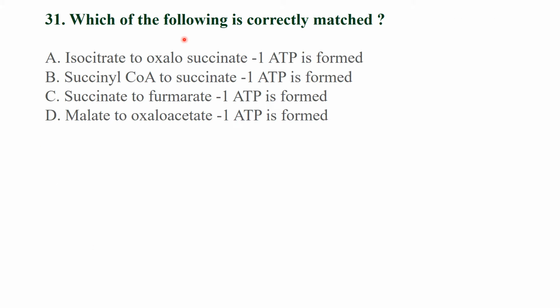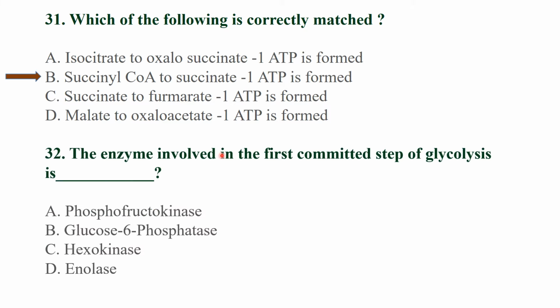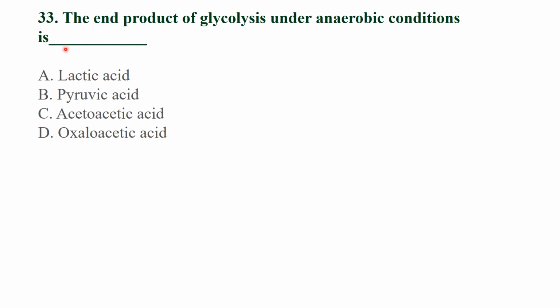Which of the following is correctly matched? Succinyl coenzyme A to succinate, 1 ATP is formed. When succinyl coenzyme A is converted to succinate, coenzyme A is released and 1 ATP is formed. The enzyme involved in the first committed step of glycolysis is hexokinase. The end product of glycolysis under anaerobic condition is lactic acid.